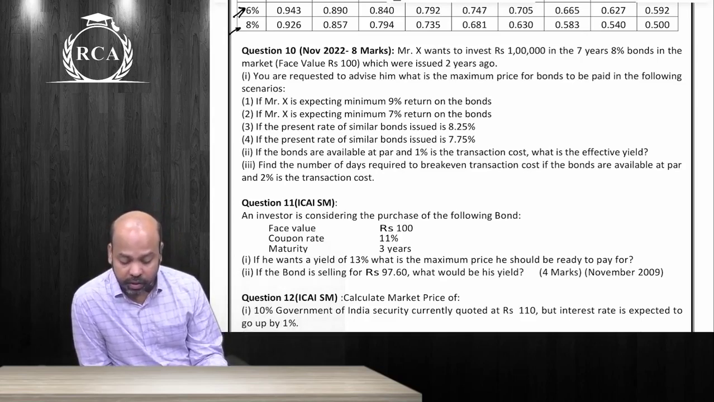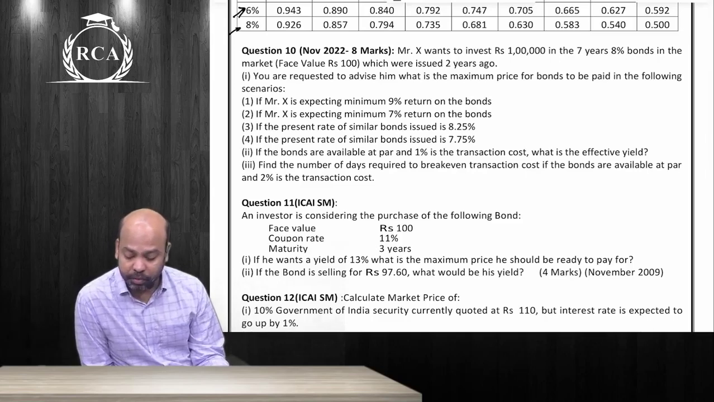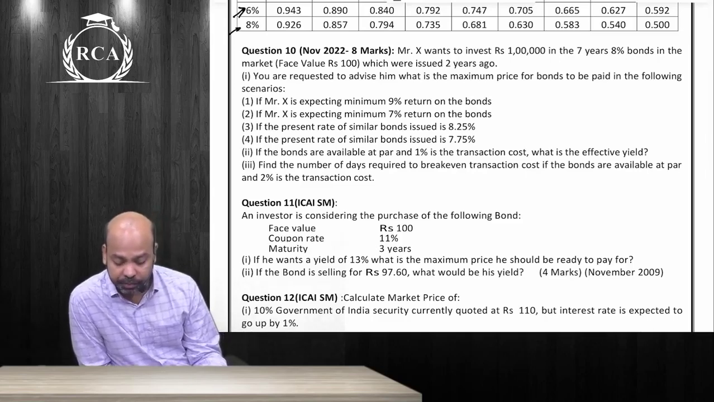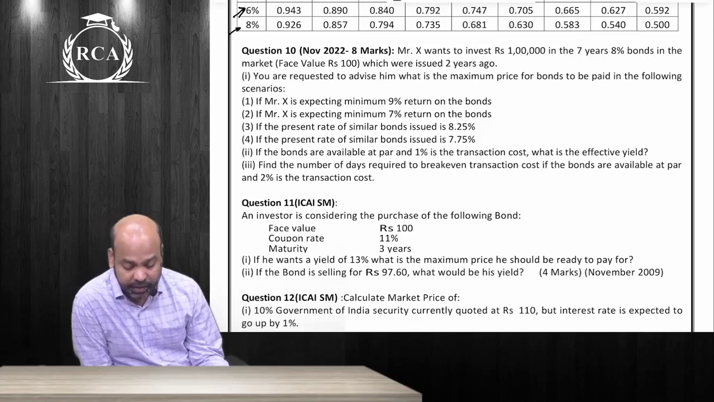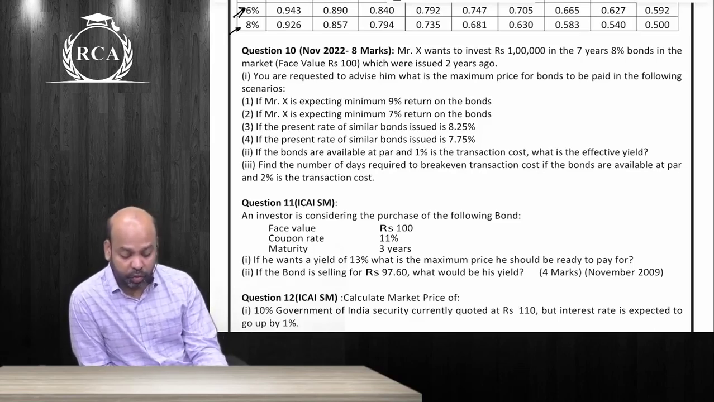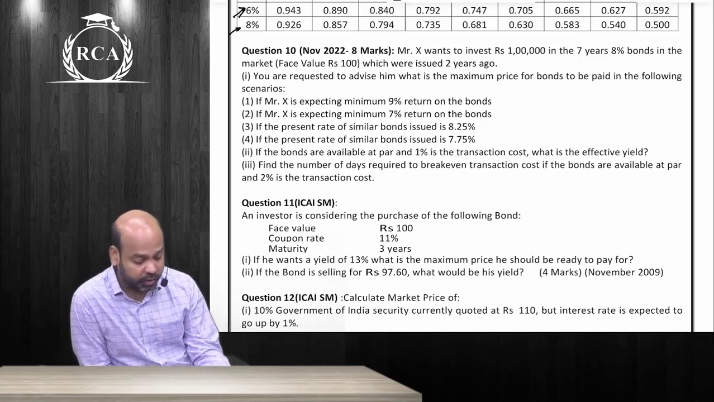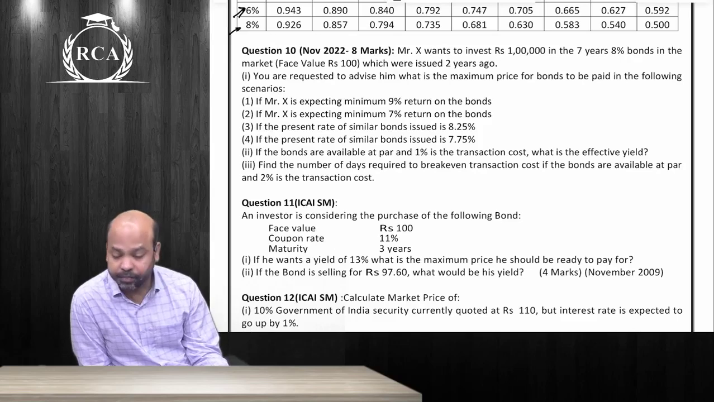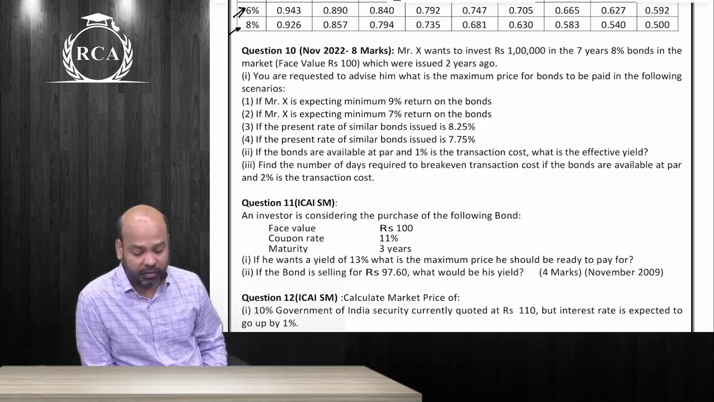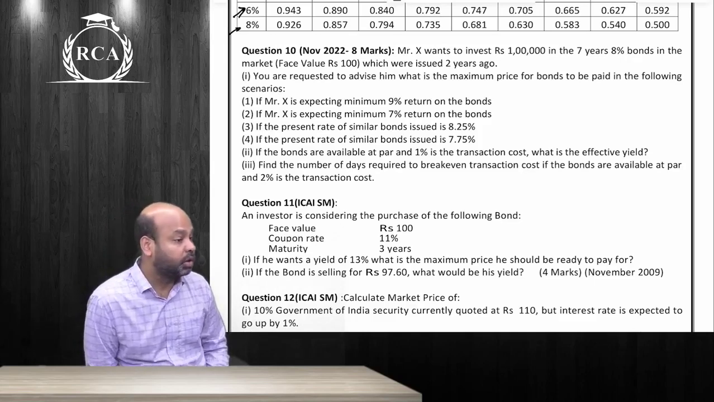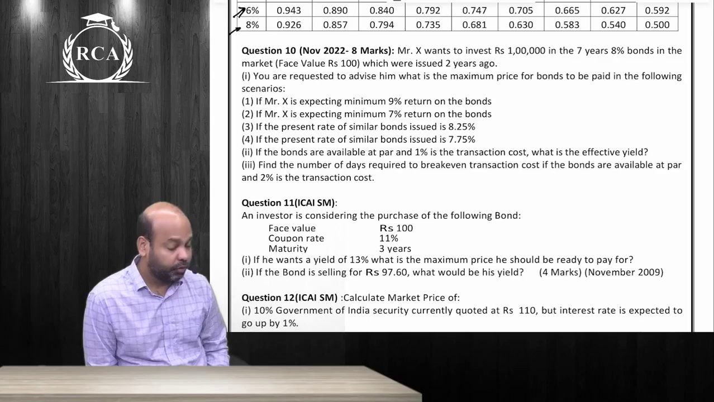You are requested to advise him what is the maximum price for bonds to be paid in the following scenarios. If he's expecting a return of 9%, if he's expecting a return of 7%, if the present rate on similar bonds issued is 8.25%, and if the present rate on similar bonds is 7.75%. Basically, you have to discount 4 times. You will have to arrive at the present value or fair value under all 4 cases.